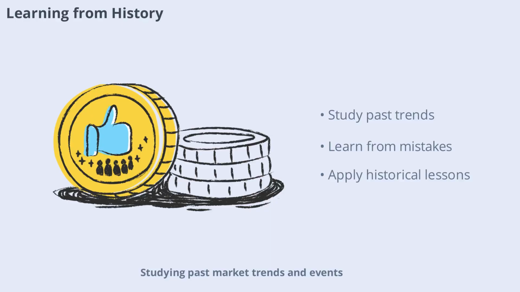Studying past market trends and events can provide valuable lessons for the future. History often repeats itself, and understanding previous cycles, bubbles, and crashes can help investors avoid common mistakes. Continuous learning is a cornerstone of successful investing.